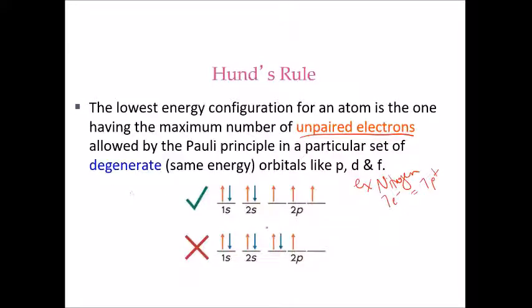Now we call the 2p or the d's or the f's degenerate orbitals because every orbital in there is of the same energy. So like the 2px, the 2py, and the 2pz all have the same amount of energy. So they're called degenerate orbitals.